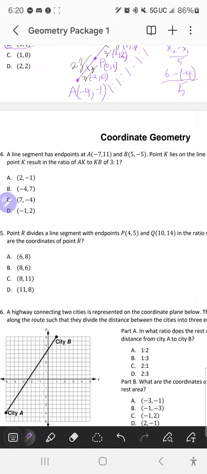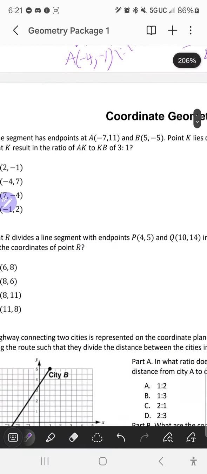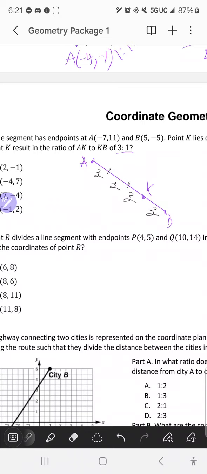Now for question 14 is the same, it's another ratio. We have the coordinate for both point A and point B, and we want to calculate the coordinates for point K. So we have this is point A, this is point B, and this is going to be point K. Now the ratio in this case is 3 to 1, so I know these are gonna be 3 little segments, and this is going to be only 1. So this is 1C, 3C, and this is 1C.